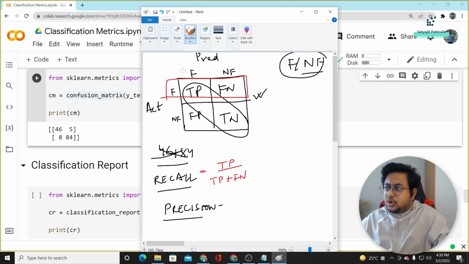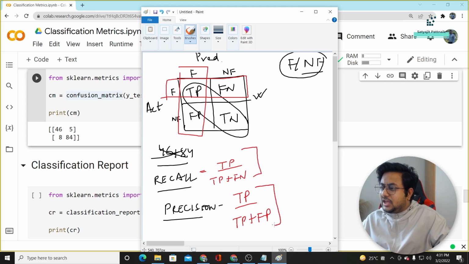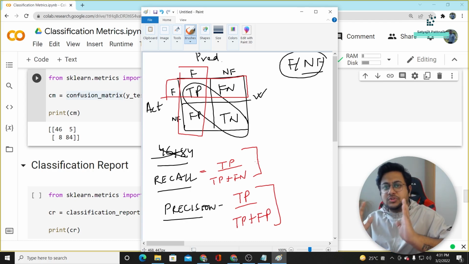Similarly, precision is going to be this box. True positives divided by true positives plus false positives. That means truly predicted as positives divided by all the records that are predicted as positives. So we also take care of these two features. These are very important metrics. We also compare recall and precision for both the classes and try to finalize which is good, which is not good.